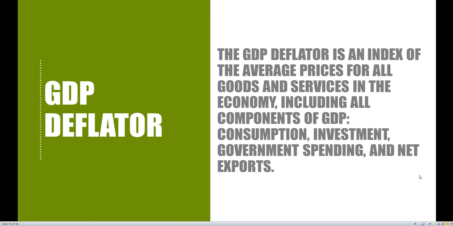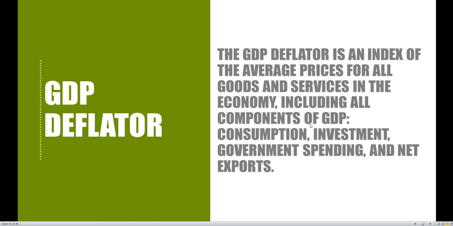The final price index we can focus in on is known as the GDP deflator, which is an index of the average prices for all the goods and services in the economy, including all the components of GDP. We have consumption, investment, government spending, and net exports. Essentially, it is the broadest measure of inflation that we have. It includes everything that the United States or the country is going to be producing. It essentially combines the CPI and the PPI together.